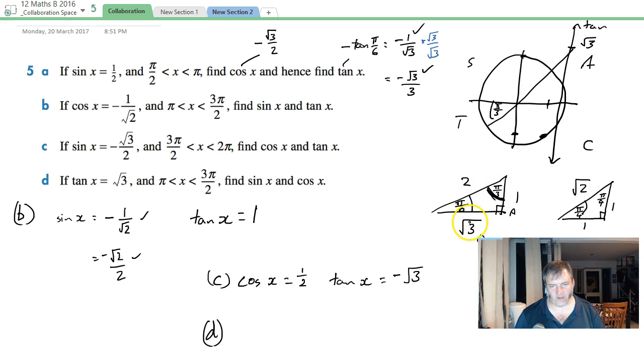So I'm just going to use this pi over 3 angle. The sine of pi over 3 is root 3 over 2, but it's going to be negative, so sine x in the third quadrant is negative. The size of it is root 3 over 2. Cosine x in the third quadrant is also negative, and the cosine of pi over 3 is 1 over 2. So that's negative 1 over 2. That's how we do the last one.